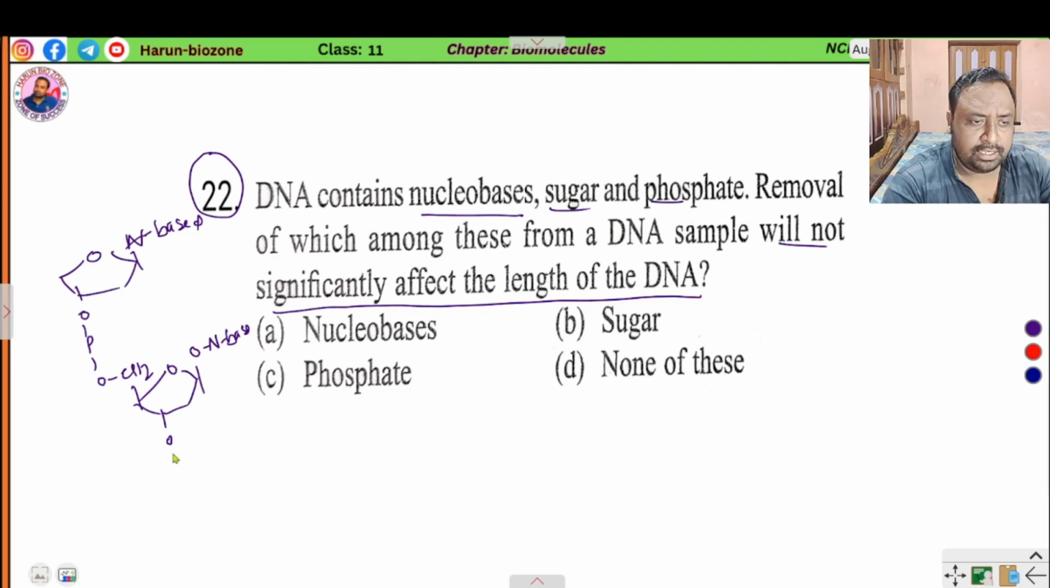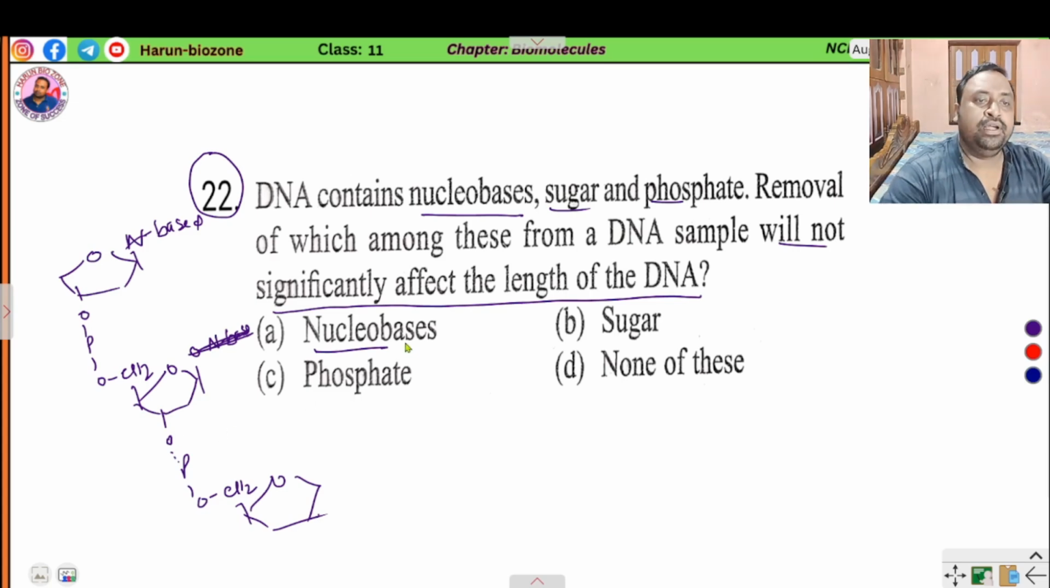Okay, again another nucleotide. If we remove the phosphodiester bond, if we remove phosphate, then the length of DNA is decreased. If we remove sugar, it also affects the length of DNA. But if we remove the nucleobases, that is the nitrogen bases, that does not affect the length of the DNA. So the removal of nitrogen bases from the polynucleotide chain does not affect the length of the DNA. So the correct option is A. Phosphate and sugar affect the length of the DNA.